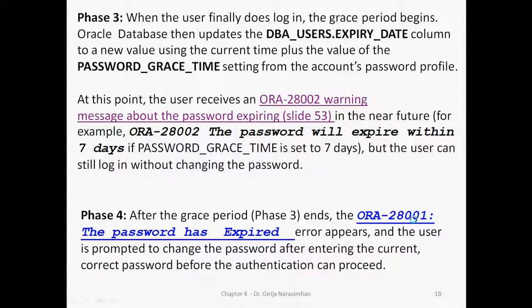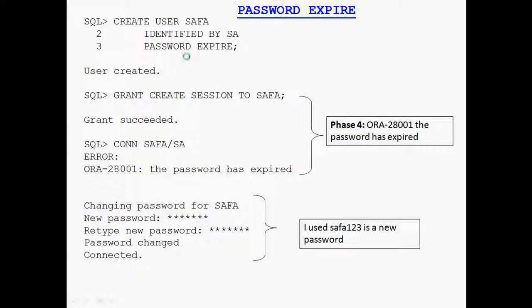ORA-28001, not 28002, is the one after the grace period. 28001 means password expired error comes, and the user is prompted. Here you see another method: I can create the user itself with the password expired. That time, what will happen? Phase 4.